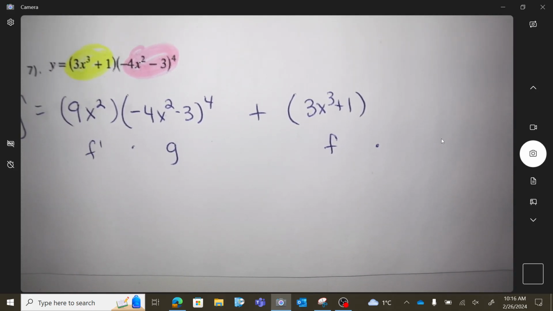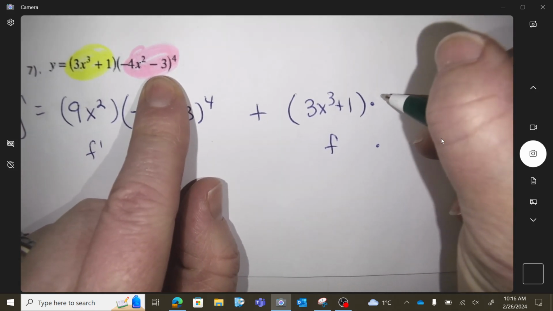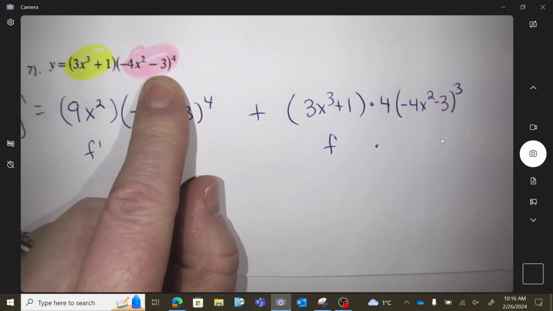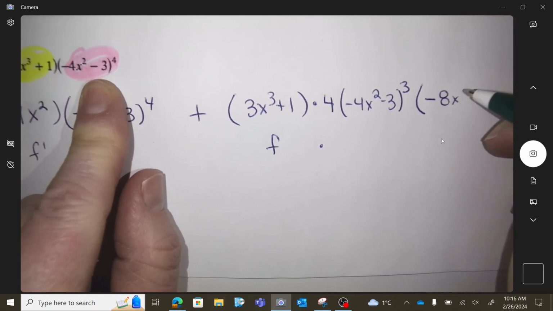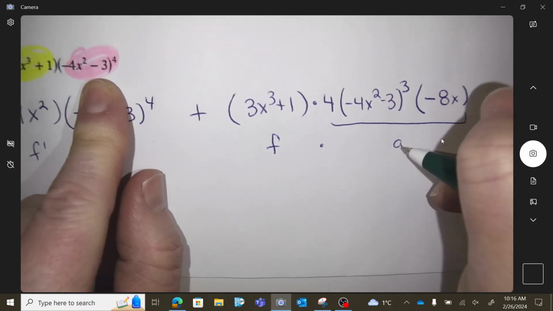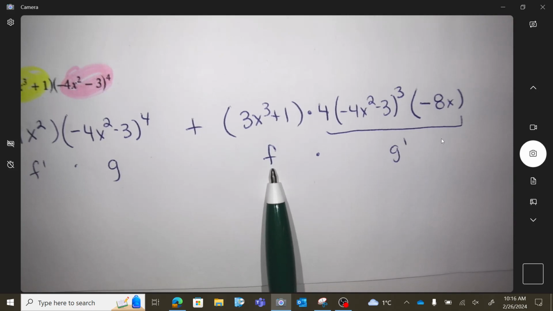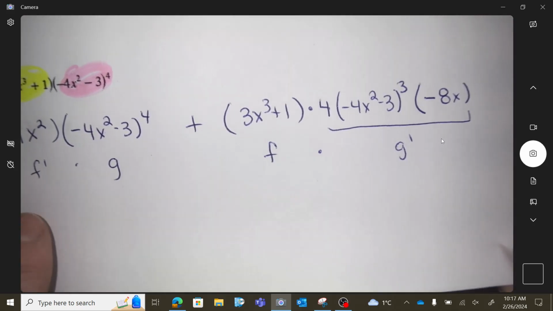Here's the hard part. I'm going to derive my pink. But I'm going to have to do a bunch of stuff. Do you see? What am I going to do? 4 of those cubed, attach, so do you see my components? I have my F times my G prime. It was just a long one. Good?